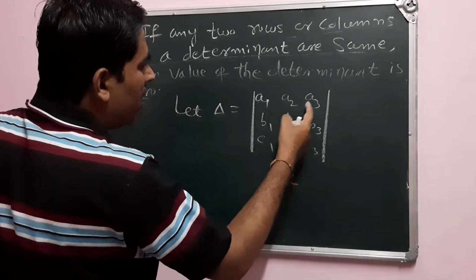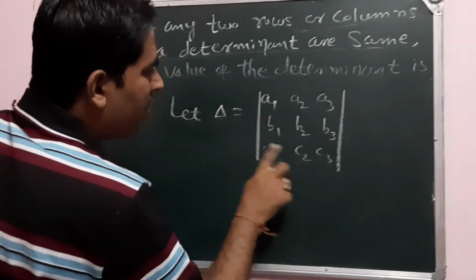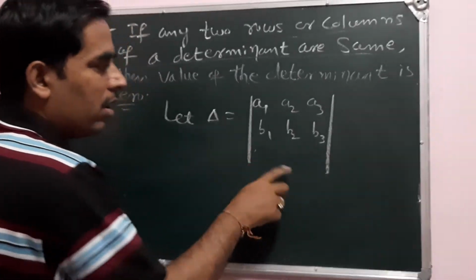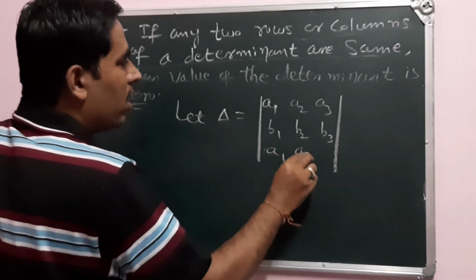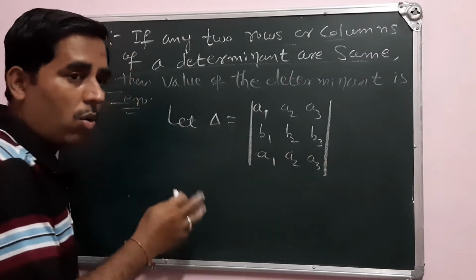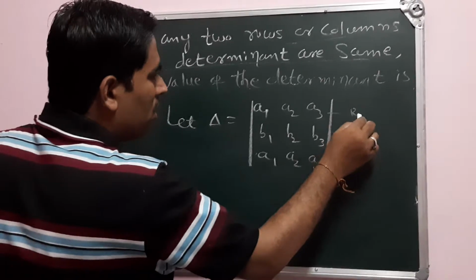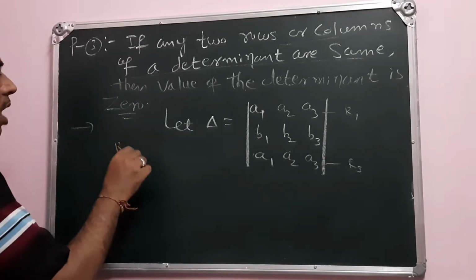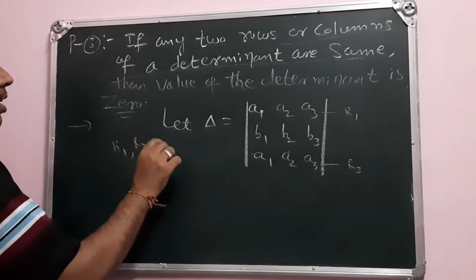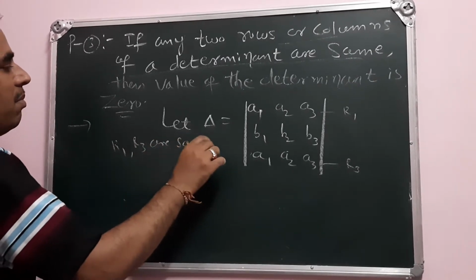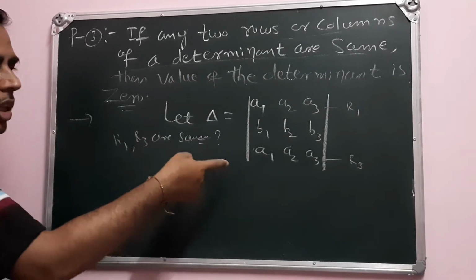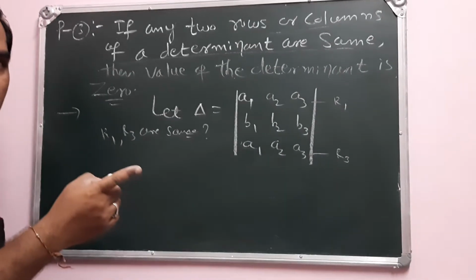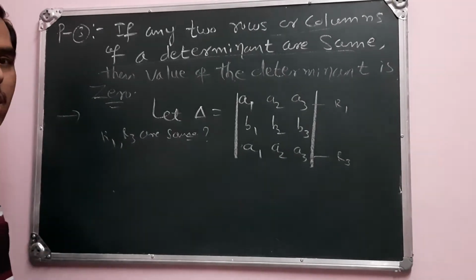See here, a1, a2, a3. This is the first row. So if I consider this as a1, a2, a3, how does it look here? The first row and third row, that is R1 and R3, are identical or same. Then according to this property, the value of this determinant will be 0. Without expansion, we can easily say that it is 0.